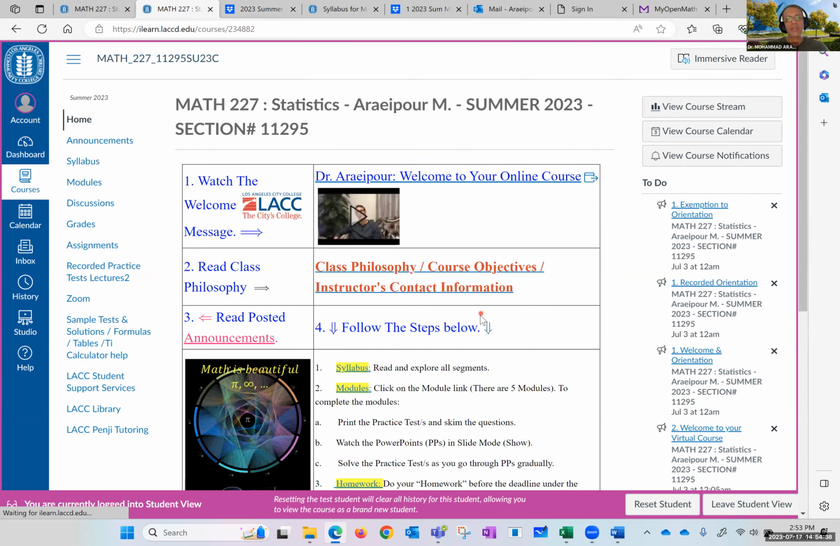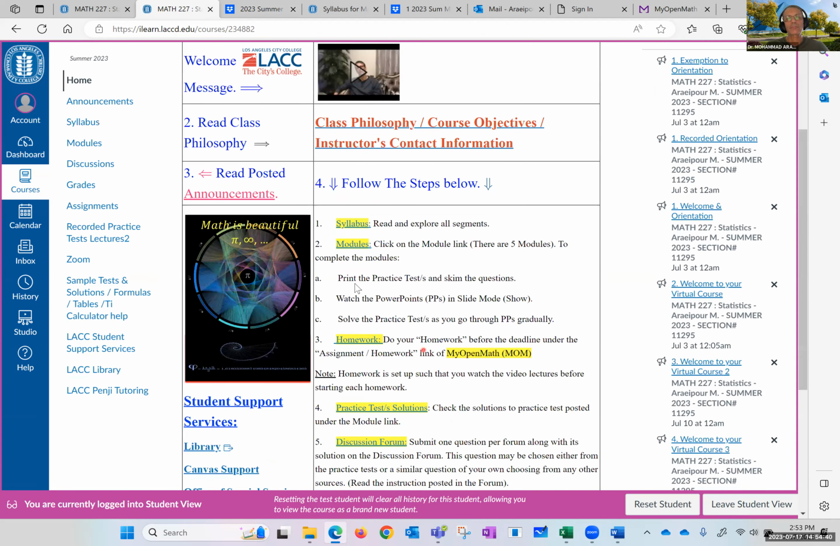And so the next thing, it's module. Again, you can click the module here, or you can click the module here. So let me quickly read that, and then I'll go over everything for you. So print the practice test, watch the PowerPoint, solve the practice test, and then do the homework there. And we have the practice test solution. So if you click on the modules, first I want to show you what you find under it.